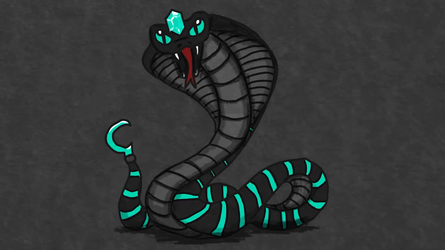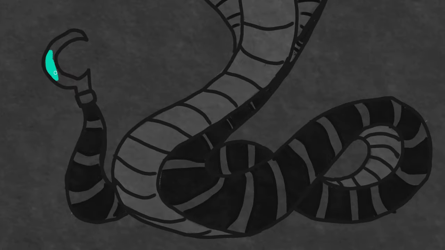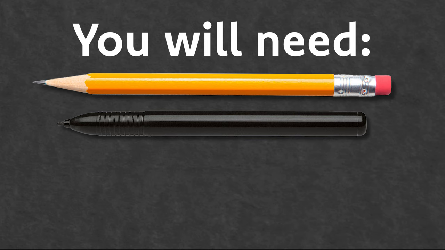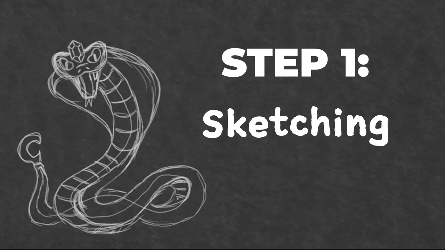How to draw the snake boss from Stickmanwar. I will show you the whole process from beginning to end in this video. For this tutorial, you will need a pencil, a black marker, with preferably a small tip, an eraser, and some gray and blue colors. Okay, so once you got all of that, let's start with step one, sketching.